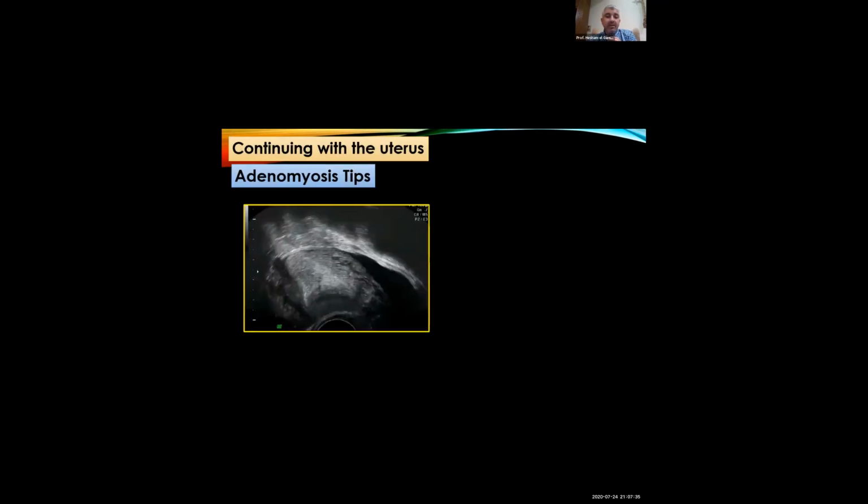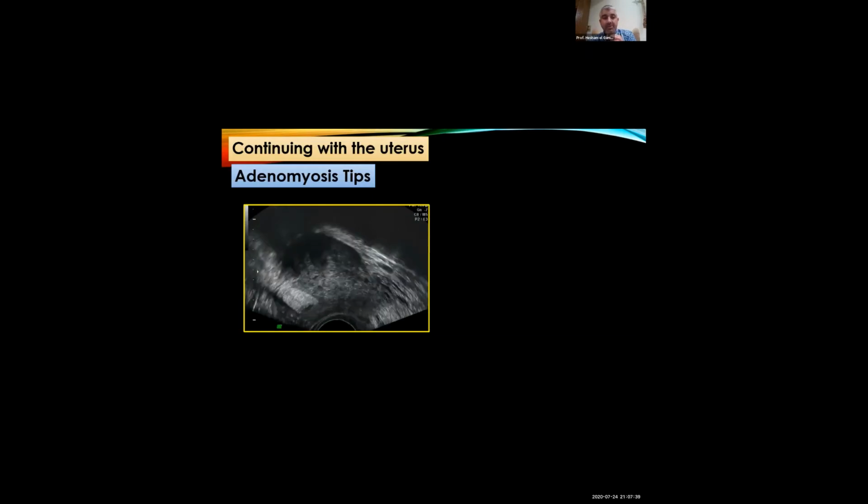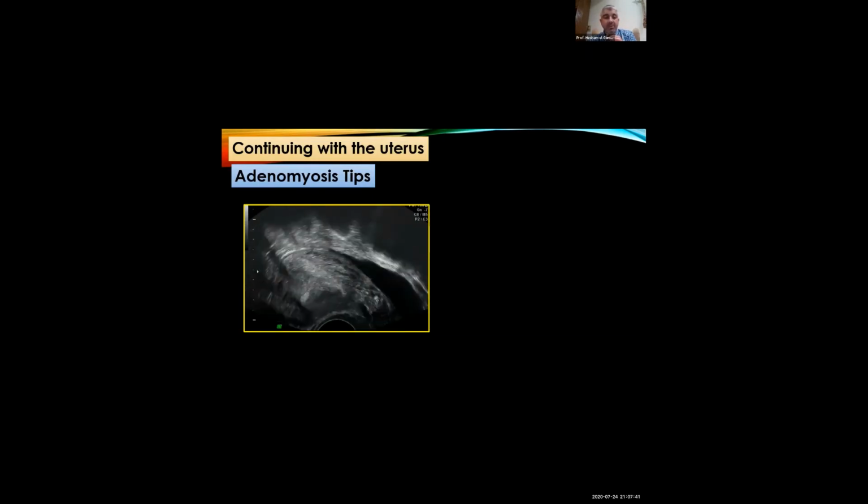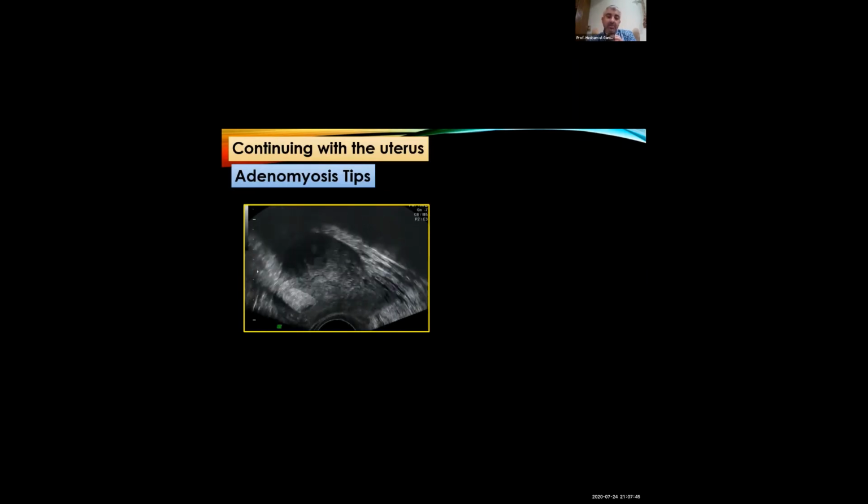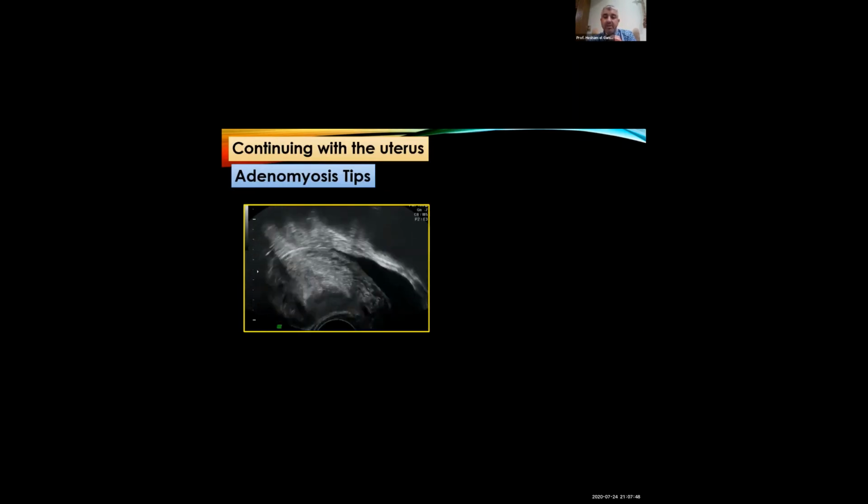And I need you to take care if you see what looks like a fibroid, but you cannot measure this fibroid because you are unable to detect where it starts and where it ends. You're actually looking at probably an adenomyosis rather than a fibroid.